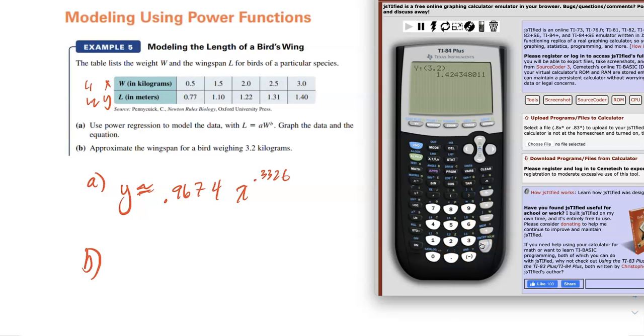So again, feel free to just rewrite it. You just rewrite and input 0.967 times 3.2 to the 0.3326. Or you could do what I did and use the calculator to get 1.4243. So now we're just modeling with power regressions.